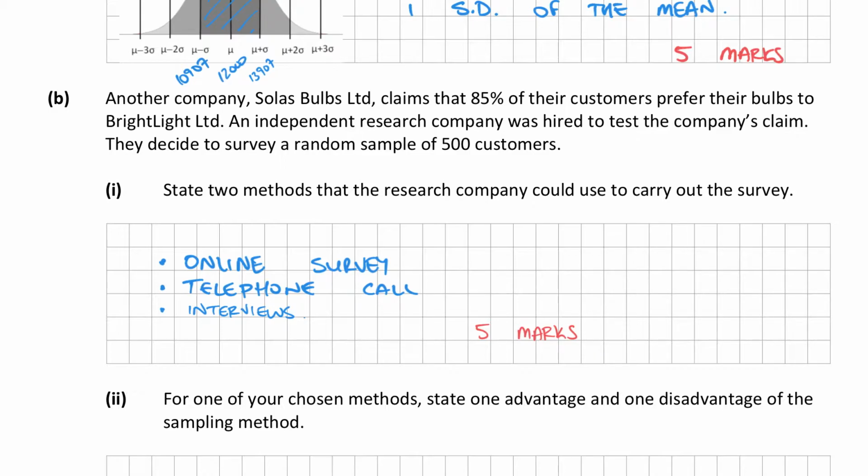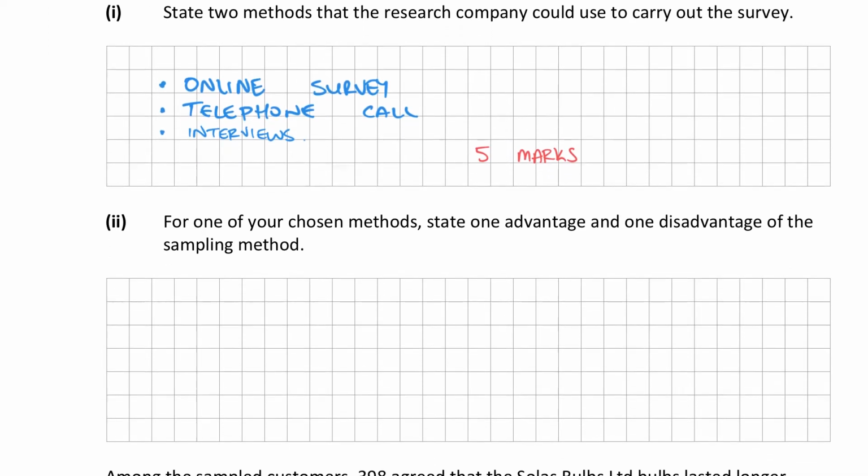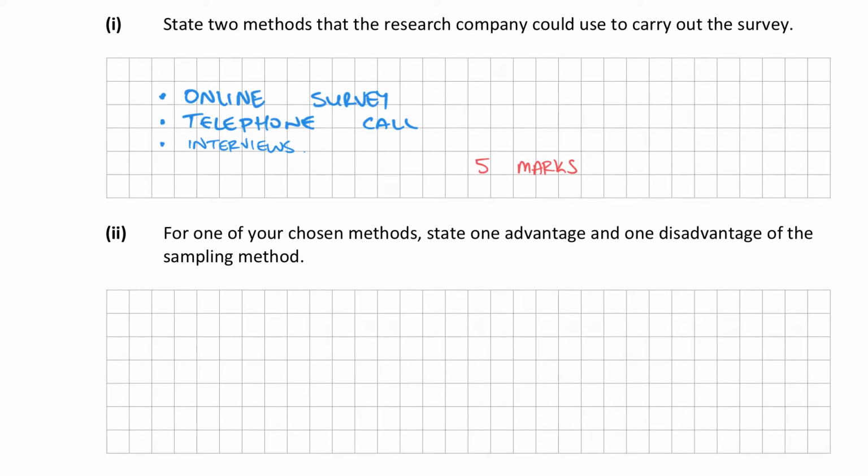Okay. For one of your chosen methods, state one advantage and one disadvantage of the sampling method. So that's the second part of that question. So I wanted one advantage and one disadvantage. So just pick the one that's easiest to analyse. And in this case, the one that I'm going to pick is going to be the online surveys.